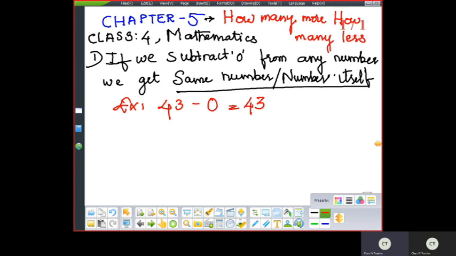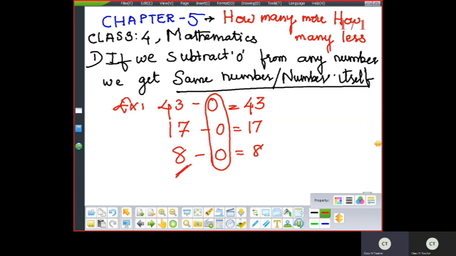43. Let me take one more example. 70 minus 0 is 70. One more example. 8 minus 0 is 8. So all you can see is that when you subtract 0 from any number, you are getting the same number. Okay. So this is one more property of subtraction. Now let us go on with the next property.